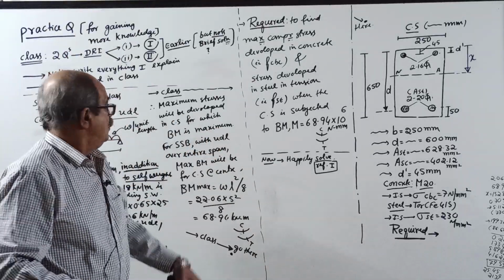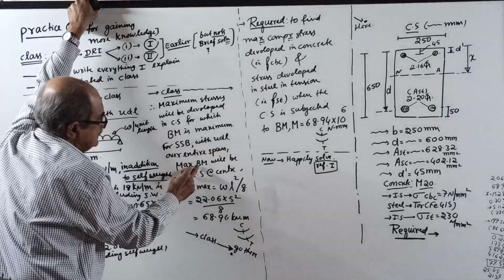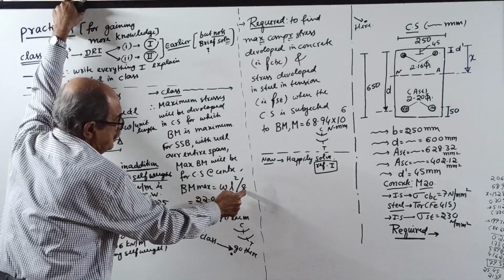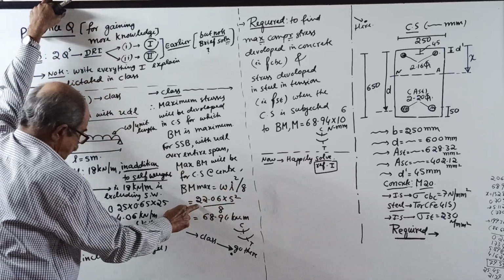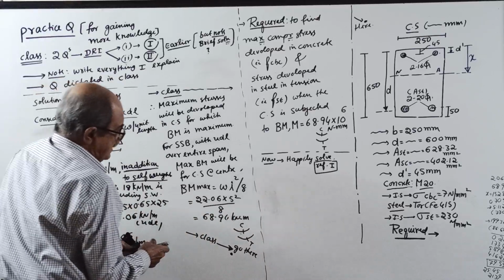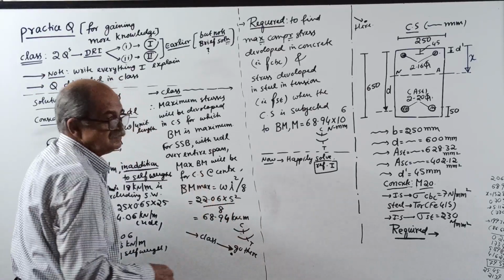Now, for a simply supported beam with UDL over the entire span, the maximum BM will be at the cross section at the center, given by WL square by 8. You know it. W 22.06 into 5 square by 8 is 68.94 kilonewton meter. Okay. Now, sagging bending moment.